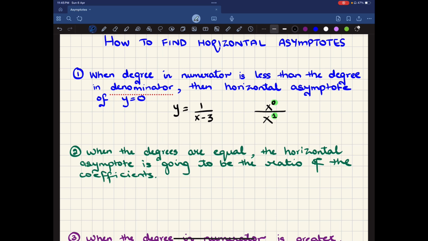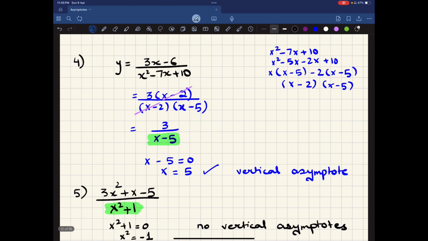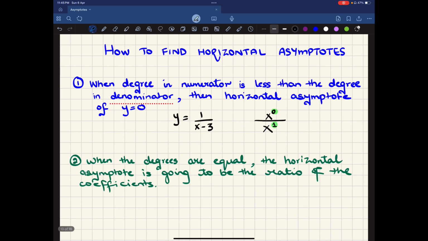Okay, so we're going to use this example, this last one here. So 3x squared plus x minus 5 over x squared plus 1. Okay, in this case, the degree is x squared and the degree is x squared, right? They're equal. So what is the horizontal asymptote going to be? It is going to be the ratio of the coefficients. So in this case, it's going to be 3 over 1. So the horizontal asymptote is going to be 3 over 1, which means y is equals to 3. Okay, let's do another example if you're confused.